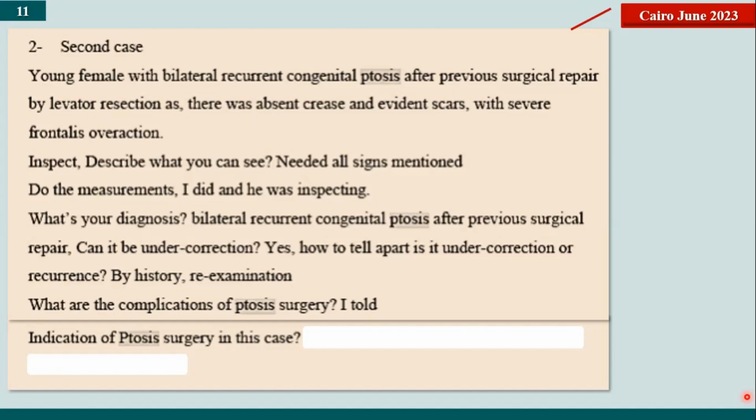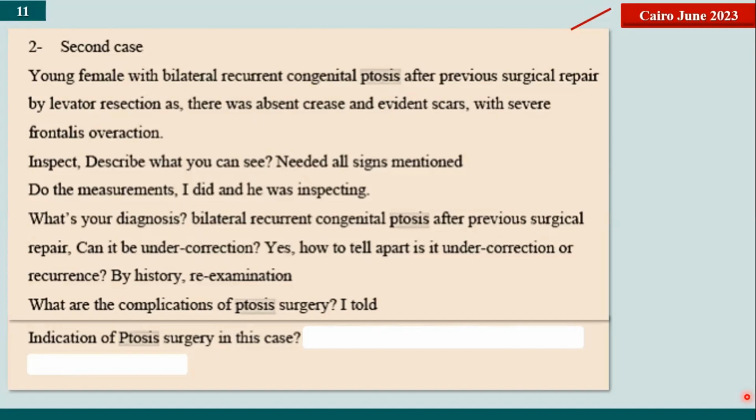Can it be under correction? Yes. How to tell apart, is it under correction or recurrence? By history and re-examination. What are the complications of ptosis surgery? I told the indication of ptosis surgery in this case.